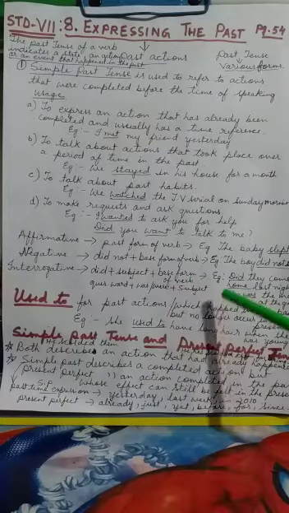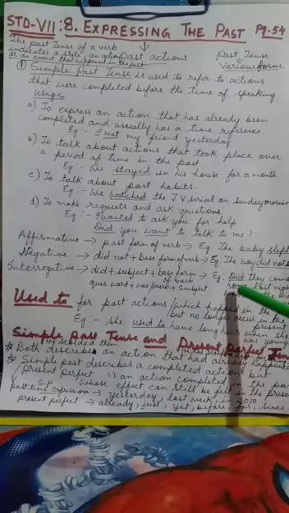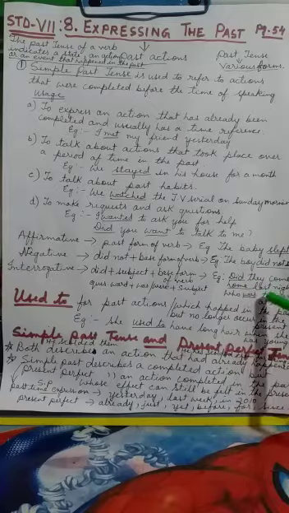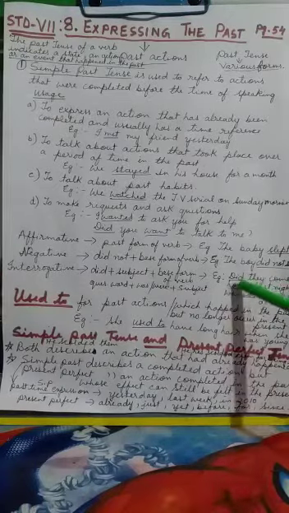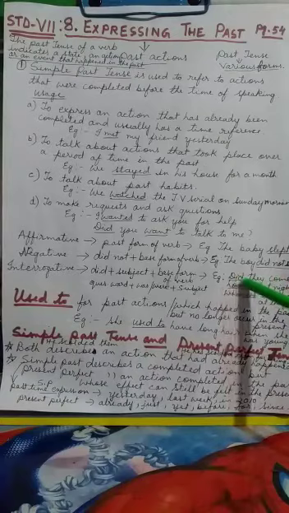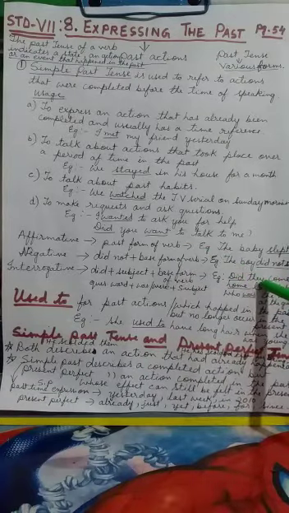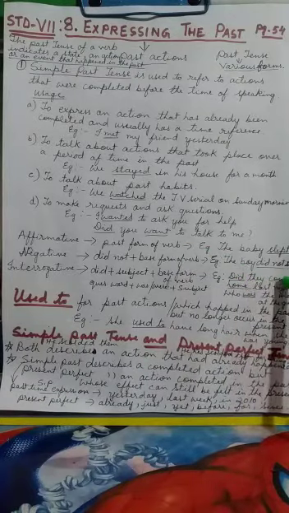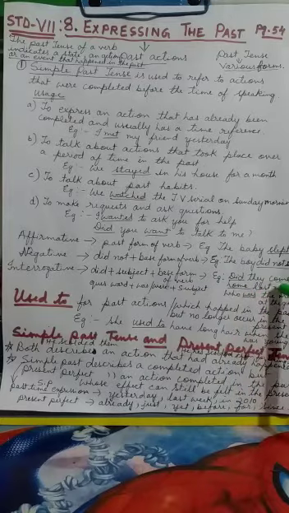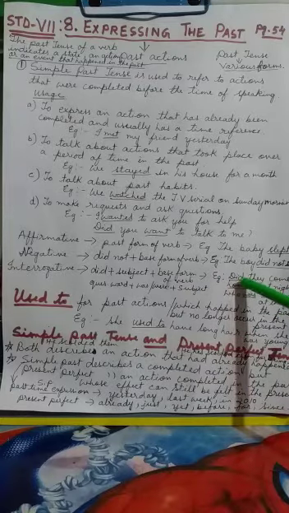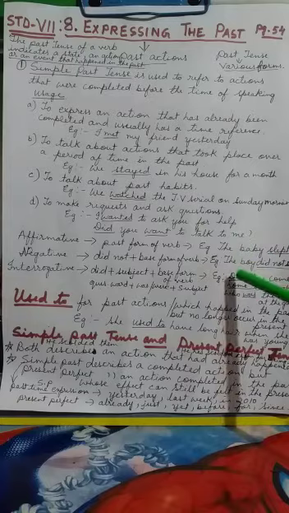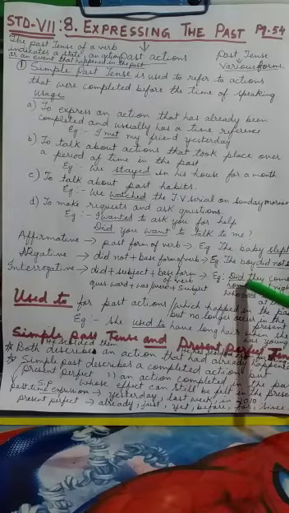Like for example, did they come home last night? Did they come? So did is used here, the subject is they, and come is the base form of the verb. Did they come last night? So this did indicates that this sentence is in simple past tense.